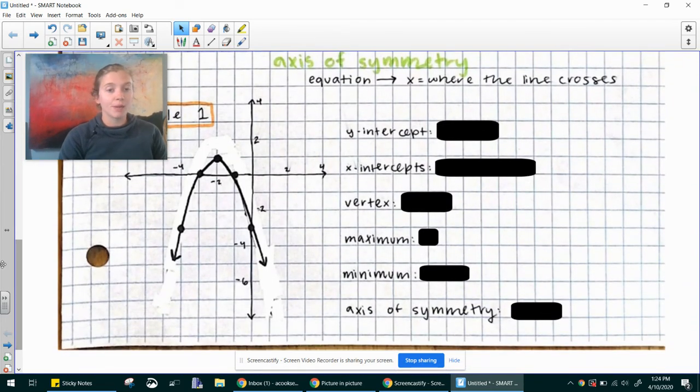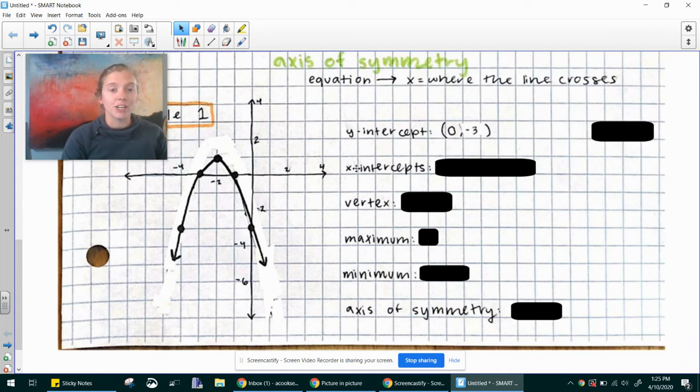So here's the example we're going to look at. I apologize, I had to white out because I did the wrong equation at first. We're going to start with the y-intercept. So the y-intercept is where our parabola crosses the y-axis. So our y-intercept is going to be right here. In this case, that point is at (0, -3).